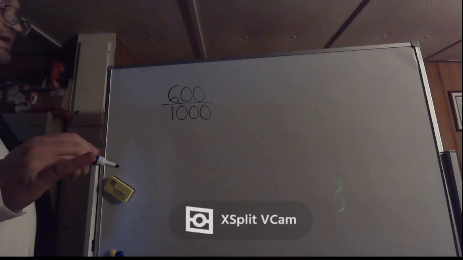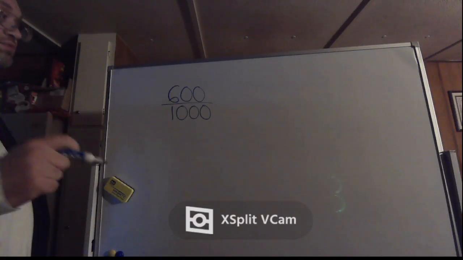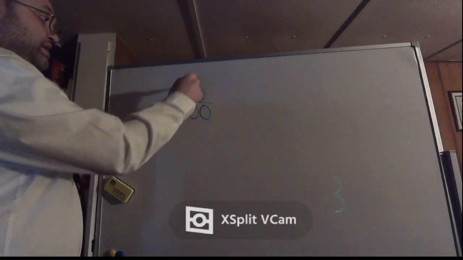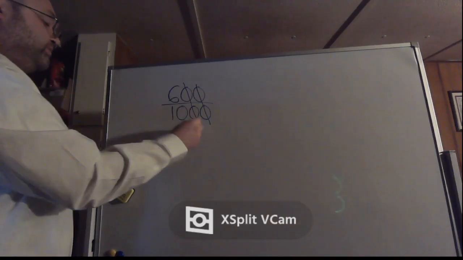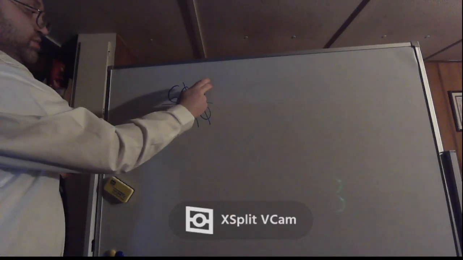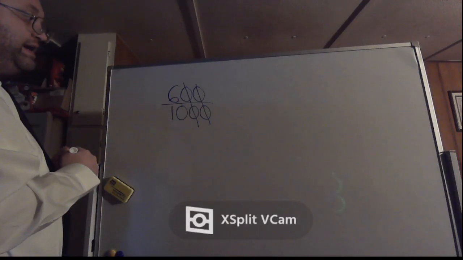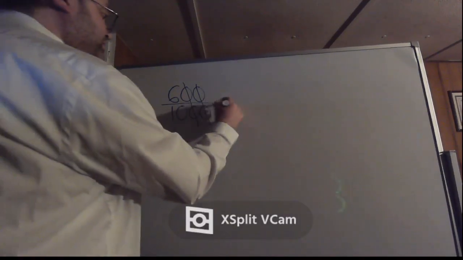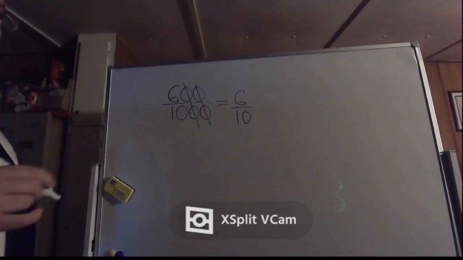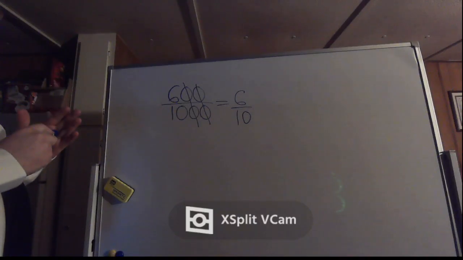Well, a quick trick when you're working with multiple zeros, this only works with zeros, not other numbers. You can cancel out however many zeros between the numerator and denominator. If you have 2 in the numerator and 2 or more in the denominator, you can cancel that many out. So that already reduces to 6/10. However, it's still not in simplest form yet.